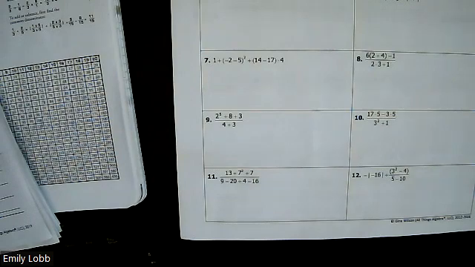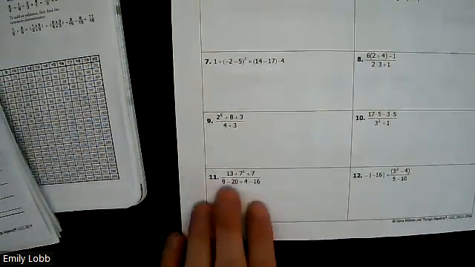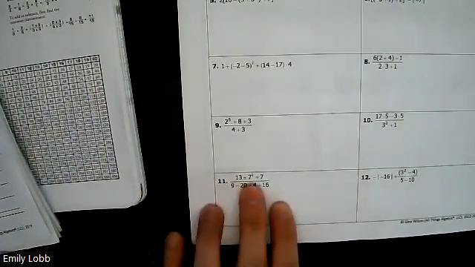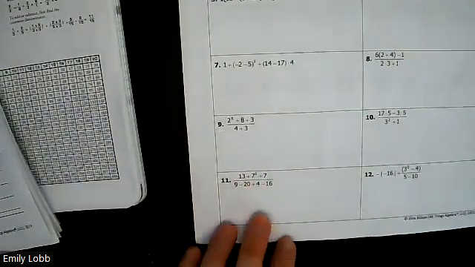So number 11, I don't notice any parentheses, but we know that our grouping symbols could be our fraction bar too. So we have to do everything on the top. We have to do everything on the bottom, and then we have to do top divided by the bottom. So when we're looking at the top, I have 13 plus 7 to the second power divided by 7.